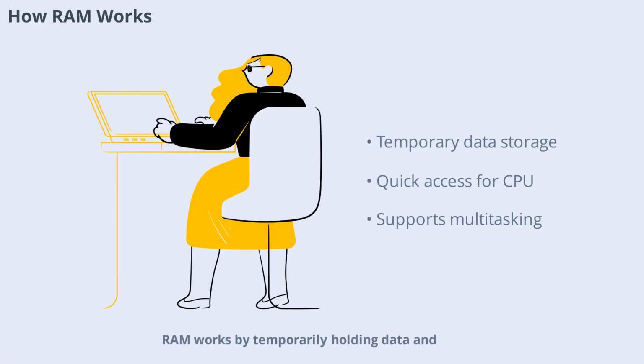RAM works by temporarily holding data and instructions that the CPU needs right now. When you open a program, it's loaded into RAM for quick access. As you work, RAM keeps track of everything you're doing, making sure your computer responds instantly to your commands.